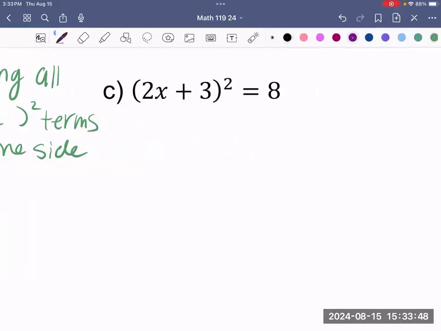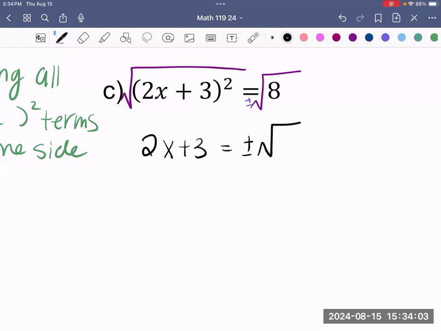Okay, so the 8 is already over to one side. We don't have any sort of coefficient that we have to worry about. So we're going to go ahead and take the square root. Do not forget the plus or minus sign. We have 2x plus 3 is now equal to plus or minus the square root of 8. Now, talking about chapter 1.2, what did we know about the square root of 8? How can we simplify?